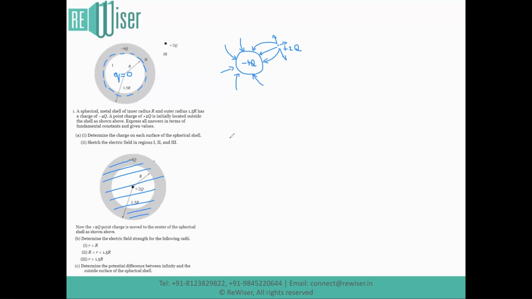Moving on to the next part of the question, determine the electric field strength for the following radii. So let's answer part B. In part B, the first part asks us to find the electric field strength for the value R lesser than capital R. For this, we will use Gauss law.